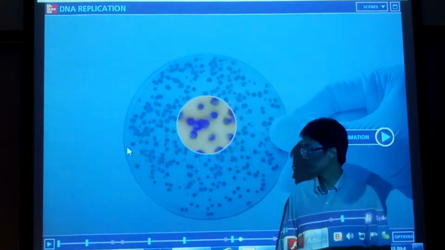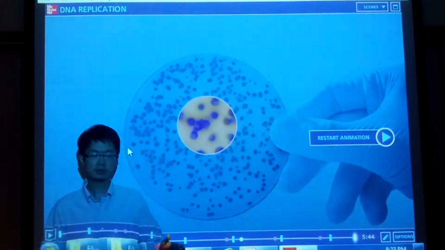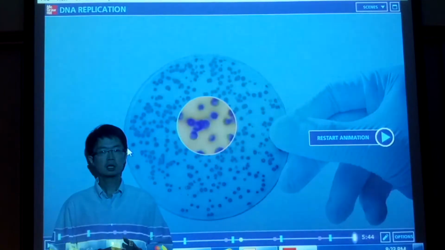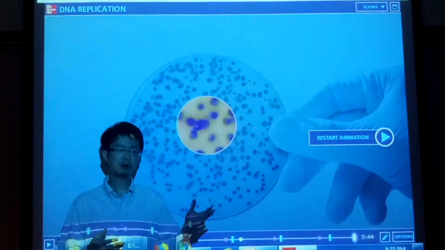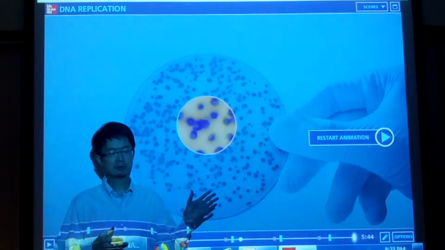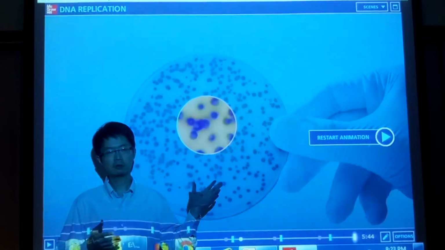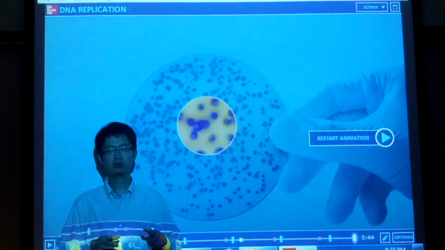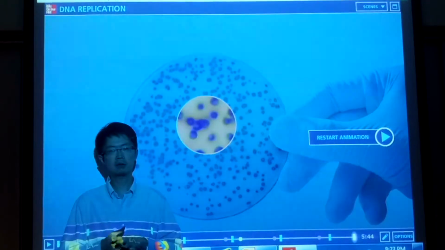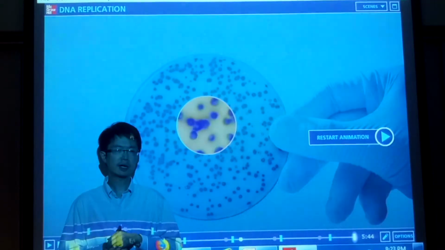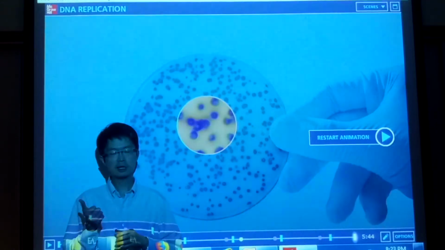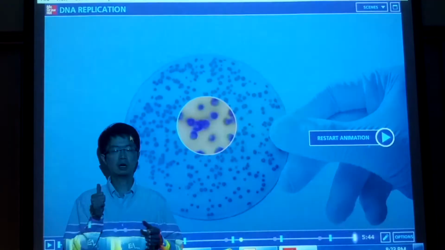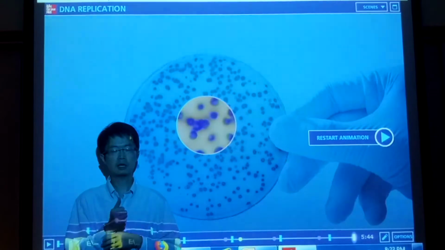Okay, we are done with this DNA replication, but I do not require you to know the names of all the enzymes that we just saw from the video. I only require you to know three names of the enzyme. What are the three names of the enzyme? DNA helicase. What's the function of DNA helicase? It is for unwinding the double helix.